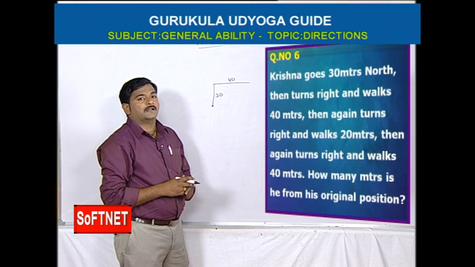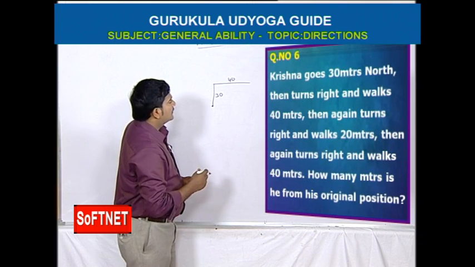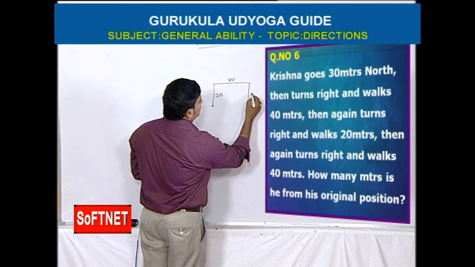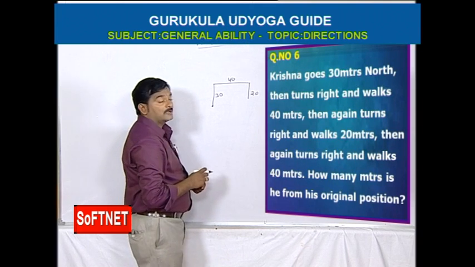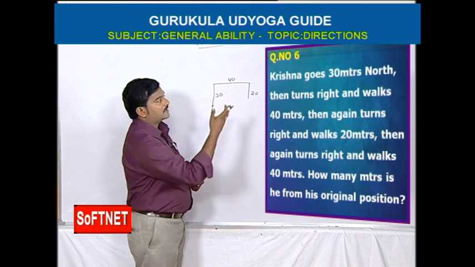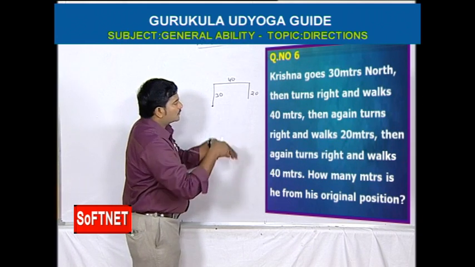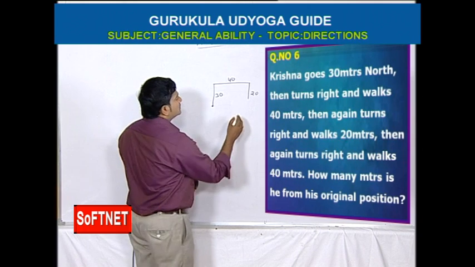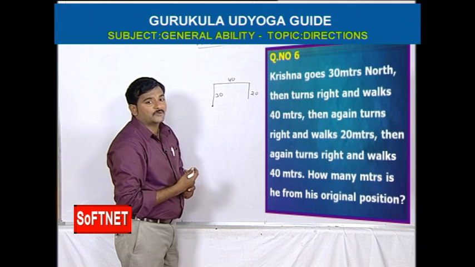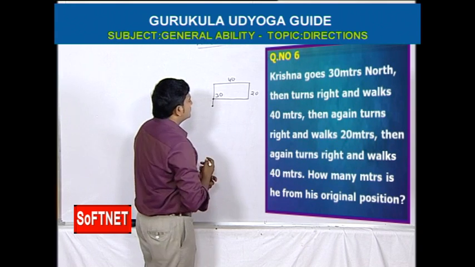Next what happened? Then again turns right. Again turns right and walks how many meters only? 20 meters. Okay, this is the concept. So next what he mentioned here? Then again turns right and walks 40 meters. So here now he is walking towards south direction, turns right and walks 40 meters. Is it 40 only? Yes. So again simply he came to this place.